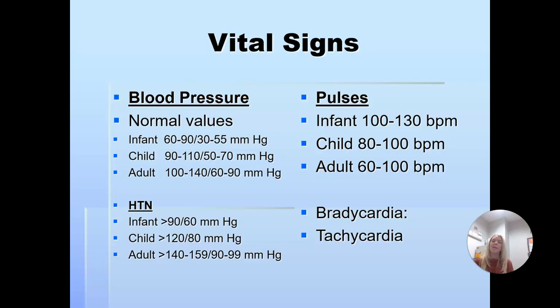Pulses, again, infants and children are going to have higher pulses or heart rates than adults. Normal resting heart rate for adults is usually 60 to 100 beats per minute. Bradycardia is going to be less than 60 beats a minute. Tachycardia is going to be greater than 100 beats per minute.